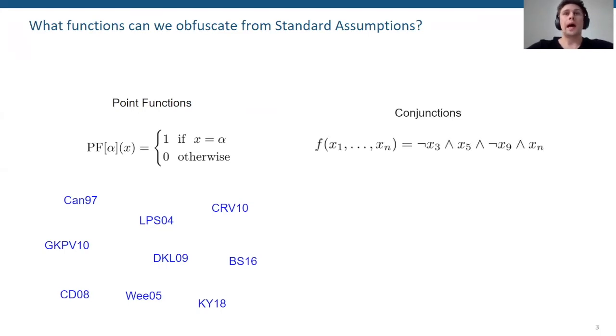Another important class of functions that we know how to obfuscate are conjunctions, sometimes called pattern matching with wildcards. So here again, we have a lot of research done to obfuscate this sort of functions, and we can do this also from various assumptions.